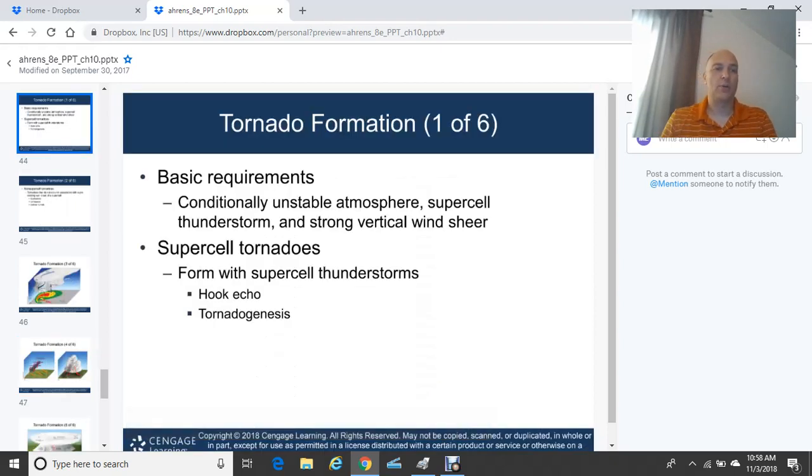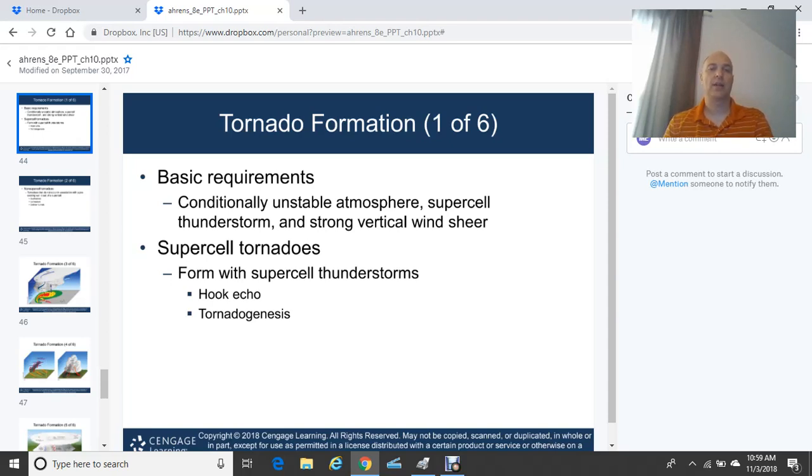All right, so we're getting close to the end of the lesson, and we're going to talk a little bit about tornado formation as we wrap things up. The basic requirements for tornado formation are a conditionally unstable atmosphere, a supercell thunderstorm, and then strong vertical wind shear.